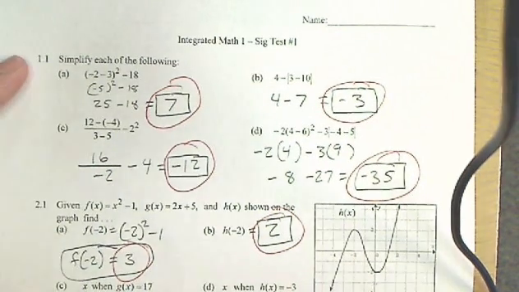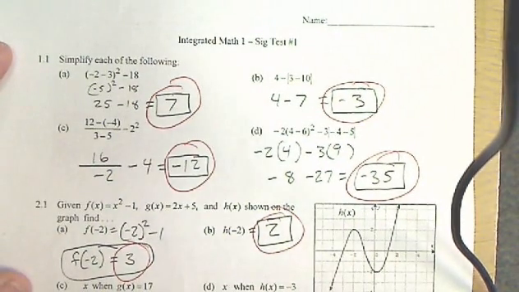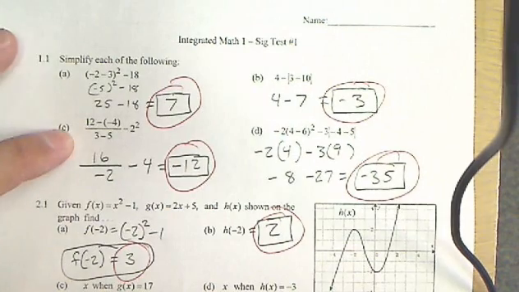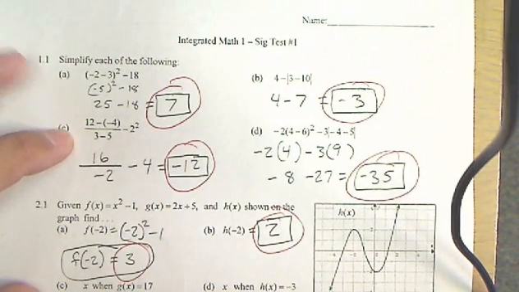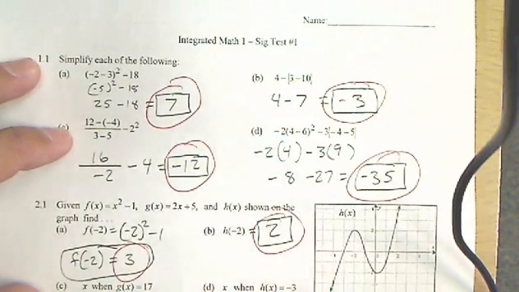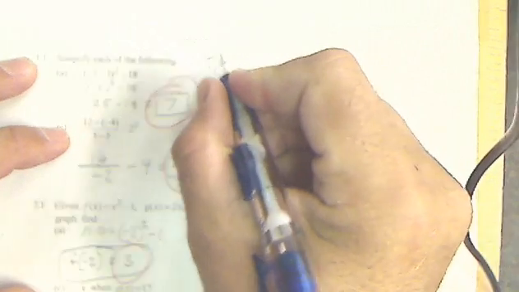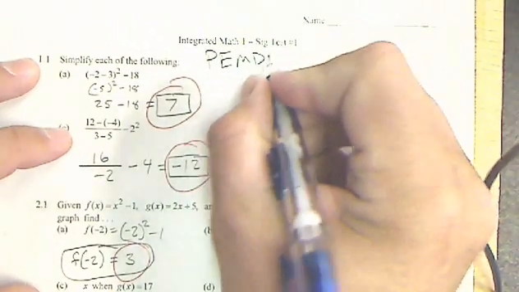Alright, here's the solutions to our test. If you know how to do these, you're going to know how to do number 1 on the next test because they're very, very similar. All you have to do is know the order of operations. Please excuse my dear Aunt Sally.